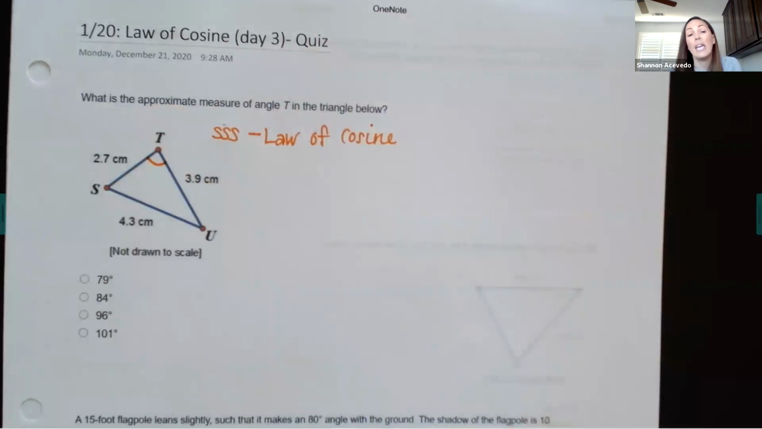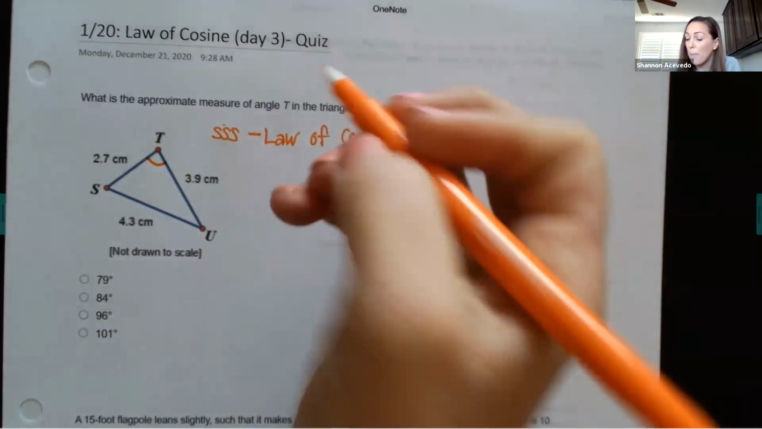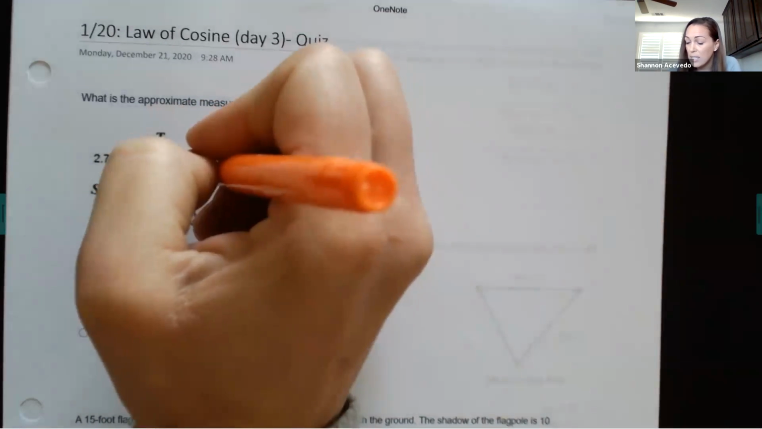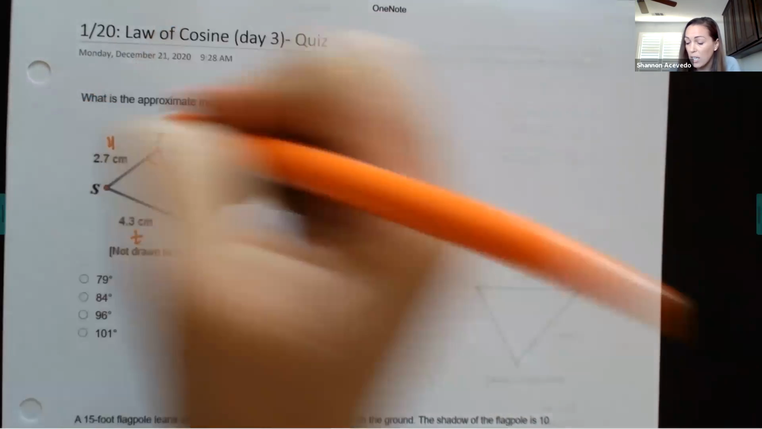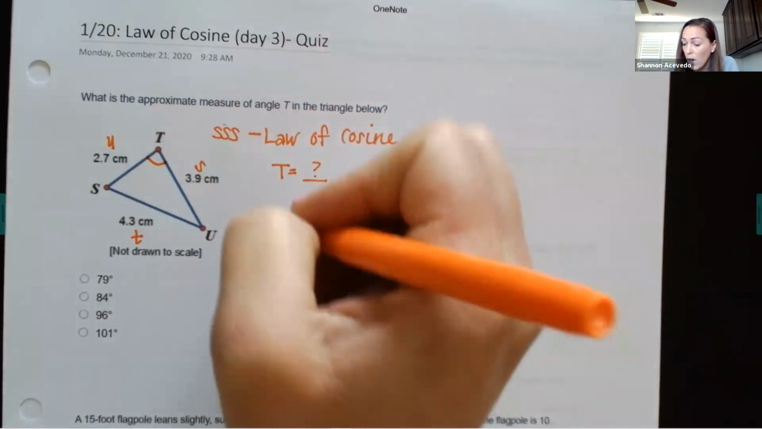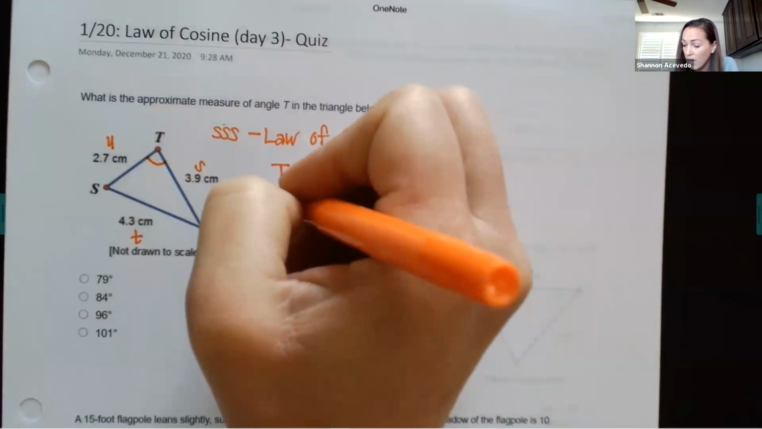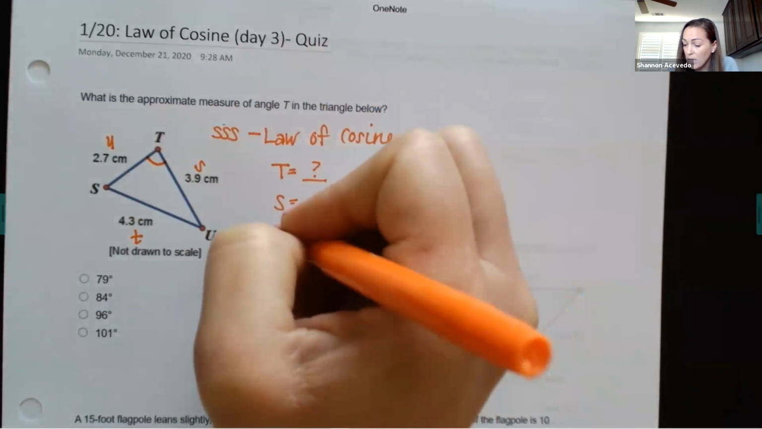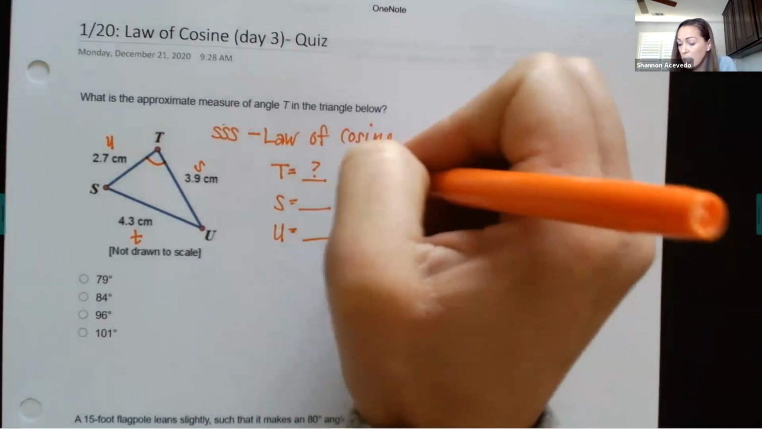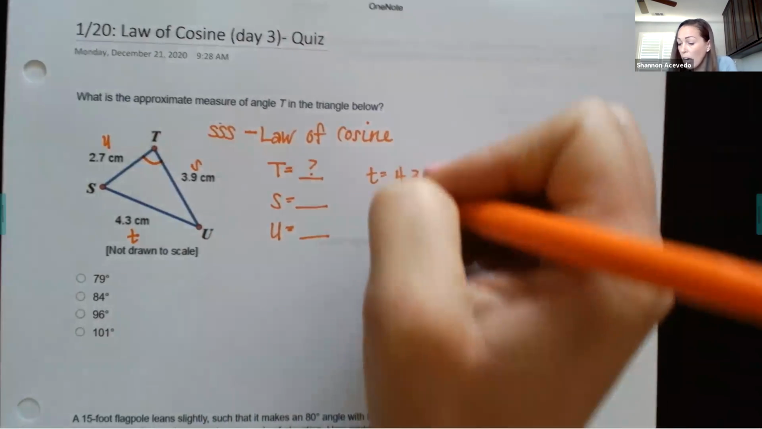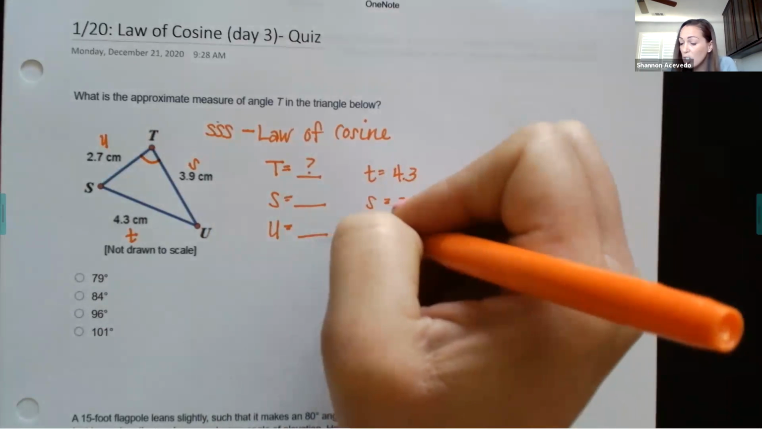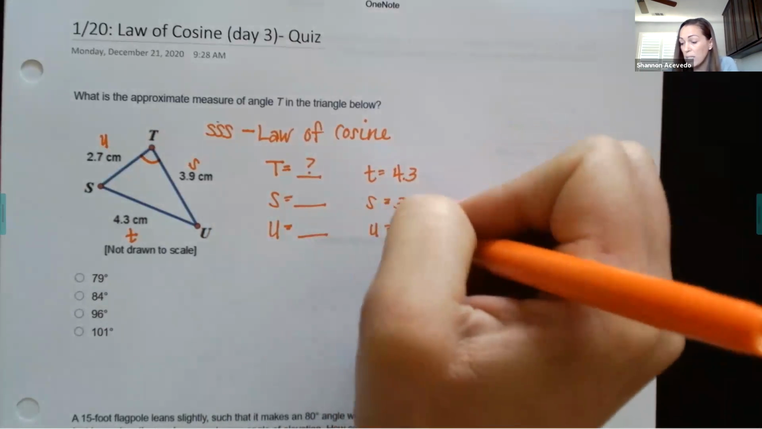The other way is by setting up your table of information. What I mean by that is this is your side T, this is your side S, and this is your side U. So I don't know my angle T. That's what we're looking for. I don't know my angle S, and I don't know my angle U. I don't know any of the angles, but I do know that my side T is 4.3. I do know that my side S is 3.9 centimeters, and I do know that my side U is 2.7.